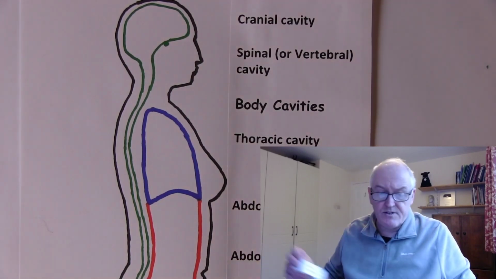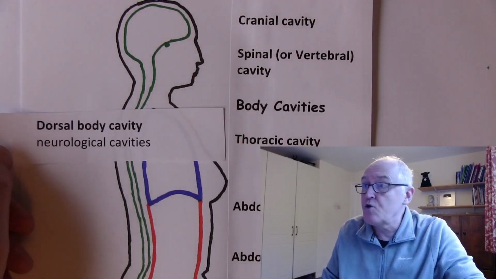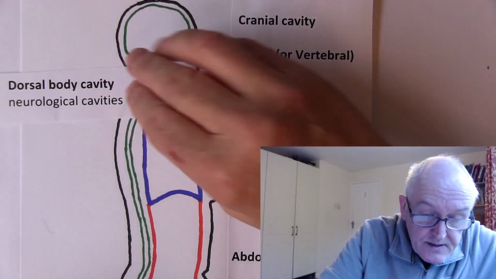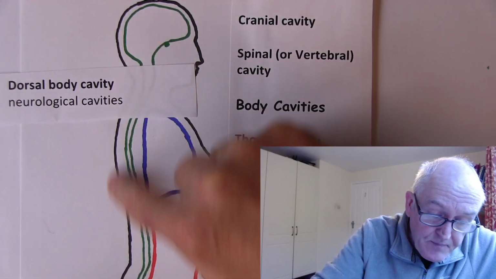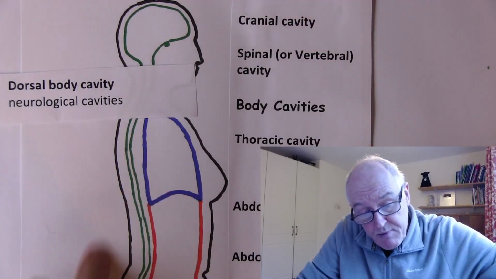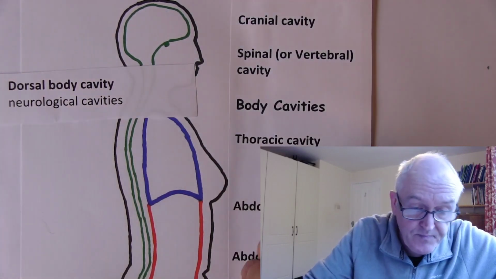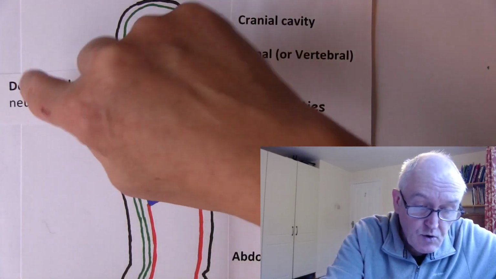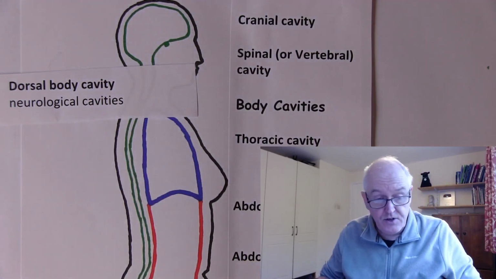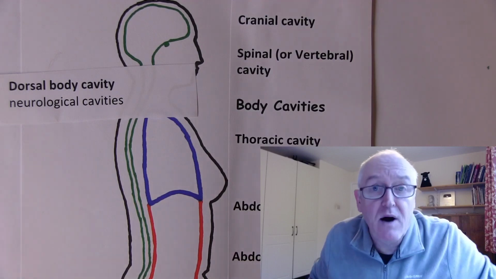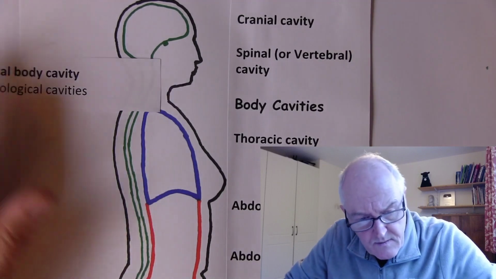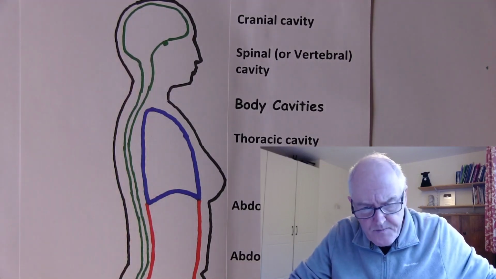Now, these are sometimes described as the dorsal body cavities. Now, when we're talking about the body, this is the dorsal surface here at the back, and this is the ventral surface here. Or another way to put it is this is the posterior and this is the anterior. But these are sometimes described as dorsal body cavities, and these are the neurological cavities, because the brain and the spinal cord, of course, are the neurological tissues. So they're the dorsal body cavities.